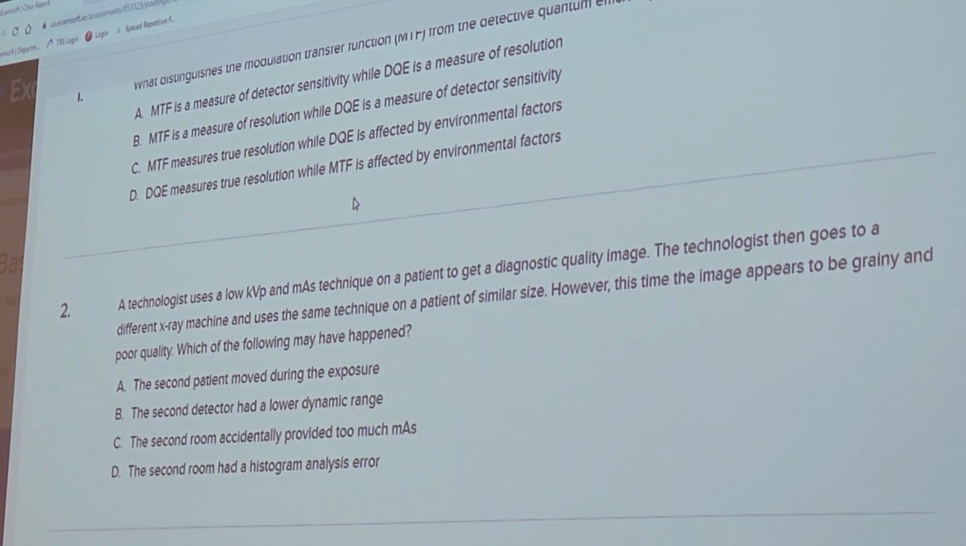So when you don't have that, have you ever seen a CR image, the cassette one, where it doesn't look as clear? You have to be really punctual with your technical factors, or else it won't look the same as DR. So the same concept goes here. The reason why it's B is the second detector has a lower dynamic range. That's basically saying it's not in the prime focal of the DR range. What would you add on to that, Mr. Phung?